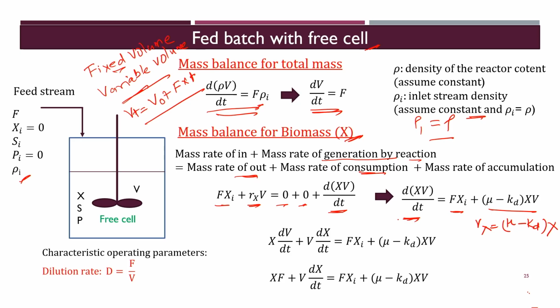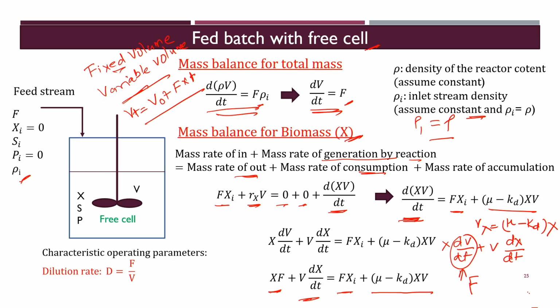Now, this term particularly, as we are seeing, it can be fixed volume or variable volume. So, volume we are not considering constant here. Once we differentiate this, we will get x into dV upon dt plus V into dx upon dt. So, dV upon dt we will term as F, as we discussed here. So, we will write F here: F into x plus V into dx upon dt equals F xi plus mu minus Kd x into V.